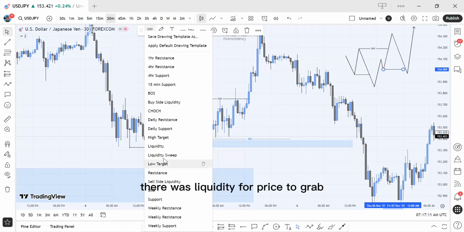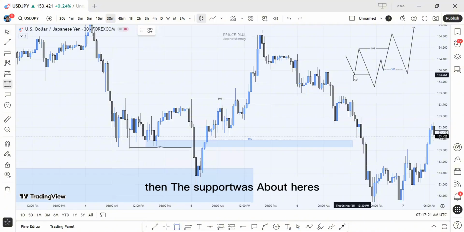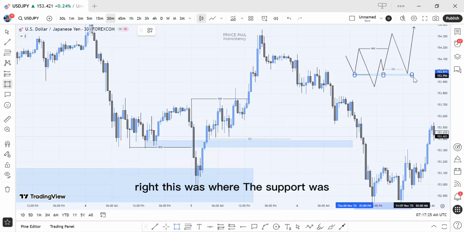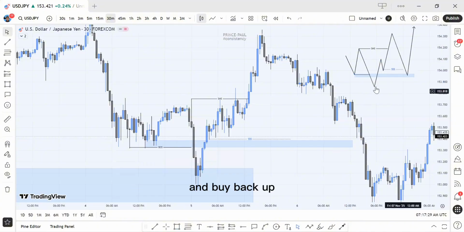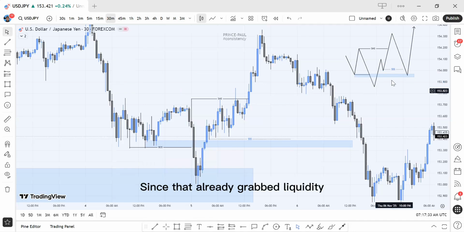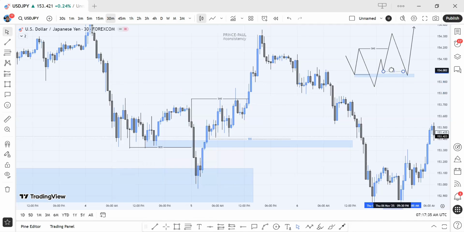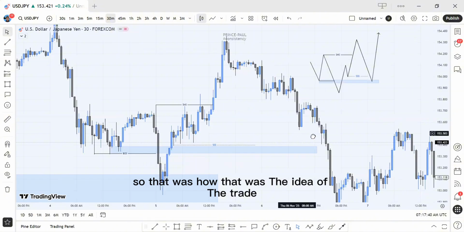There was liquidity for price to grab before tapping into what? Into our resistance. Right. Then the resistance was about here. This was where the resistance was. So the price to just tap the resistance and buy back up since it has already grabbed liquidity. So that was the idea of the trade.